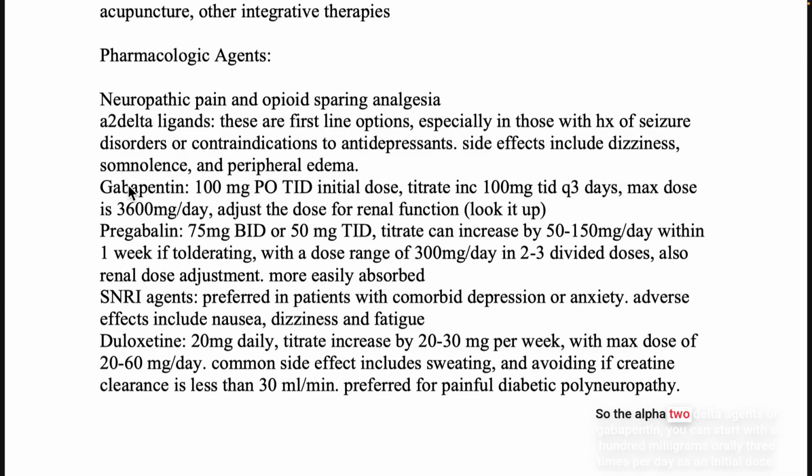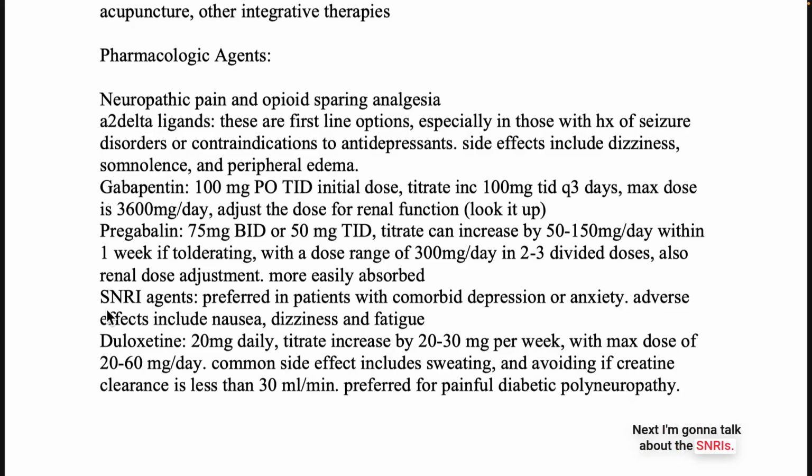So the alpha 2 delta agents are gabapentin, where you can start with 100 milligrams orally 3 times per day as an initial dose. You can increase 100 milligrams TID every 3 days, and the max dose is 3,600 milligrams a day. You can adjust the dose for renal function. Then you have pregabalin, which is 75 milligrams BID or 50 milligrams TID. You can increase by 50 to 150 milligrams per day within 1 week if tolerating, with a dose range of 300 milligrams per day in 2 to 3 divided doses. Also, you have to watch out for the creatinine clearance and adjust for that. And this is more easily absorbed.